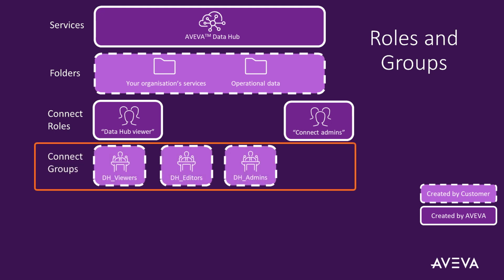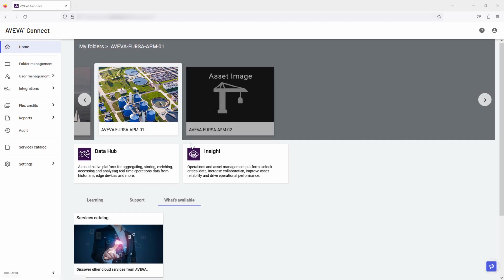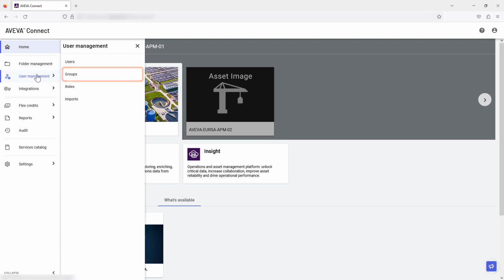Start by creating groups in AVEVA Connect for Data Hub viewers, editors and administrators. You can add users into these groups in AVEVA Connect at the end of the setup process. You do not need to add roles to these groups. Let's look at how you add groups in AVEVA Connect. In AVEVA Connect, select User Management. Then select Groups.